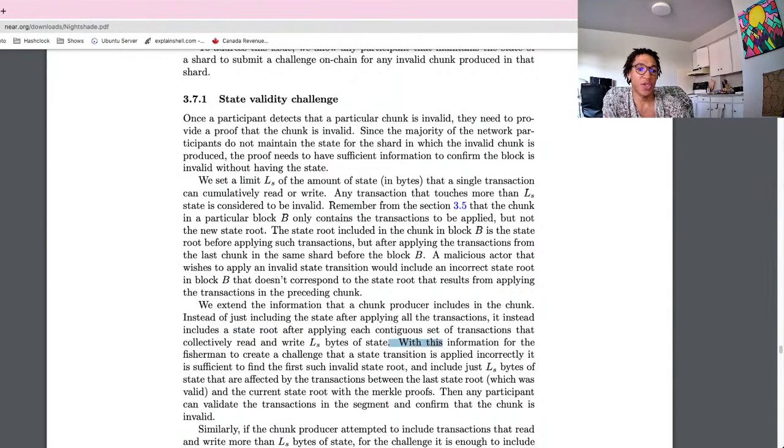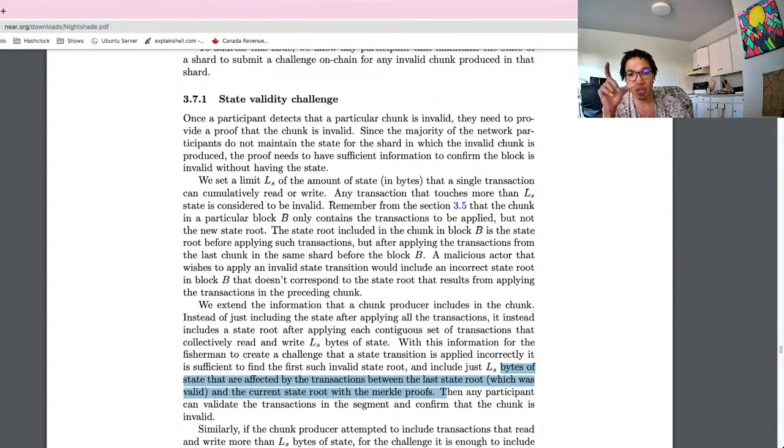With this information, for the fisherman to create a challenge that a state transition is applied incorrectly, it is sufficient to find the first such invalid state root and include just that limit of bytes of state that are affected by the transaction between the last state root, which was valid, and the current state root, with the Merkle proofs.